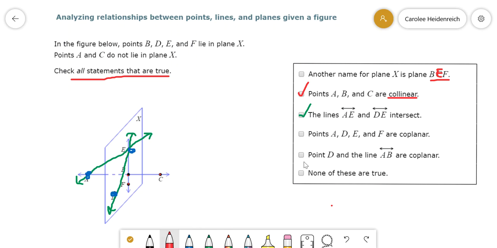Let's see the next one. Point D and the line AB are coplanar. Nope, the line AB is going through the plane. It's not lying on plane X. So those are not coplanar. And then none of these are true. Well, obviously we have two that are true.